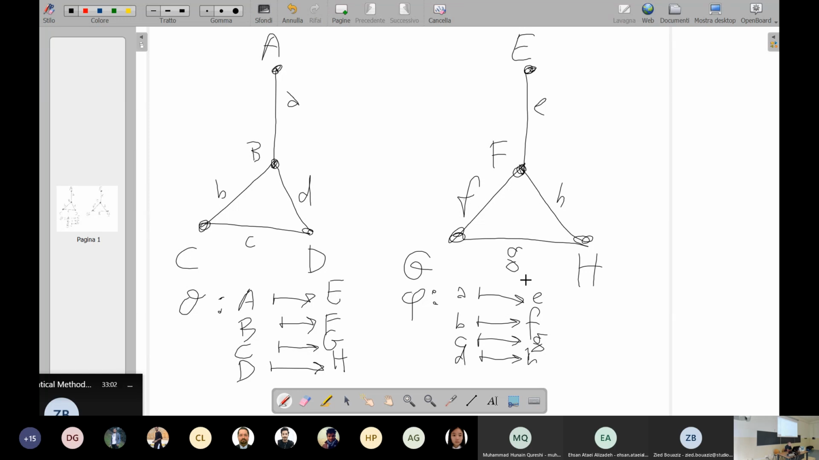Can anybody find another isomorphism between these two graphs? The same number of vertices and sides. Pardon me? The number of vertices are the same, so that's not enough. That's absolutely not enough. The size of the graphs are all the same. That's absolutely not enough.